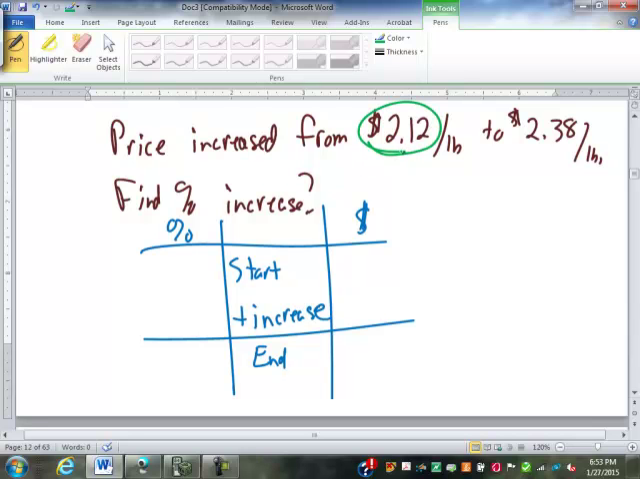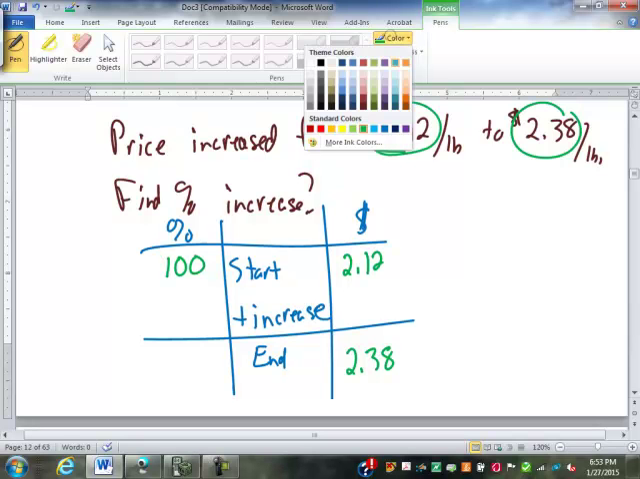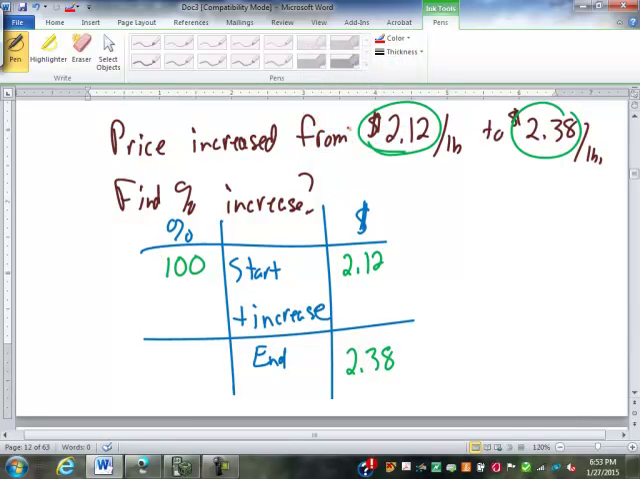$2.12 will go where? Starting dollar amount. $2.38, ending dollar amount. It looks like that's all the information we have, but there's one more piece of information we always have. When we're dealing with a percent, there's always something that represents 100%. And that is generally the starting amount or the base amount. So on the percent side, we have 100% there. That is all the given information, but we do have some information that we can calculate rather quickly.